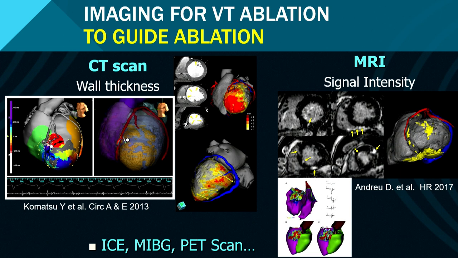So when we talk about imaging for VT ablation, and more particularly to guide ablation, there are different modalities. The two main ones are CT scan and MRI, but we can imagine also MIBG or any kind of imaging. I will say a word at the end on that, especially with the photon-counting CT scan coming soon, which may change the game. On CT scan, we worked a lot on wall thickness heterogeneity, and I will spend more time on this part. But imaging to guide VT ablation has also been described based on MRI and signal intensity heterogeneity. The idea in both is the same: to try to imagine where the channels of the different VTs can be and how to target them.